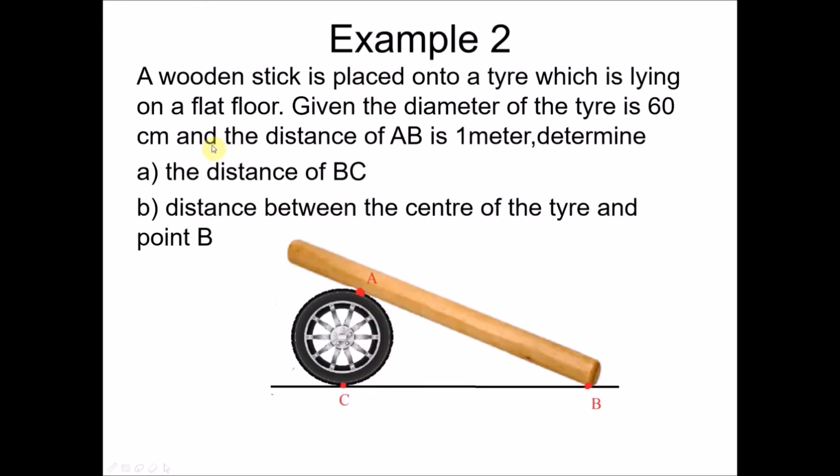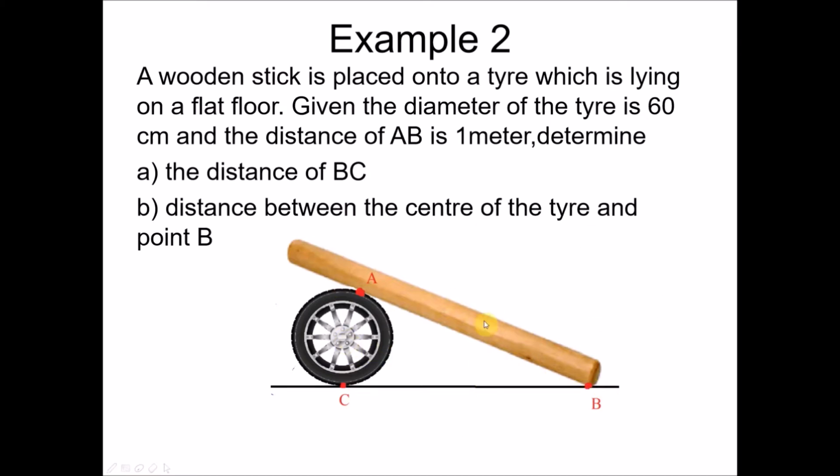Example number 2. A wooden stick is placed onto a tire which is lying on a flat floor. So here, this line here, CB, represents the flat floor. Given the diameter of the tire is 60 centimeters and the distance of AB, from point A, where the stick touches the tire, to B, where the stick touches the floor, is 1 meter. Determine the distance of BC, and also determine the distance between the center of the tire, which is this point here, and the point B. We find the distance here.